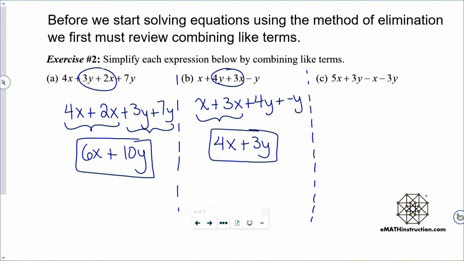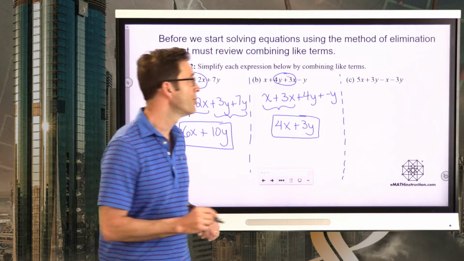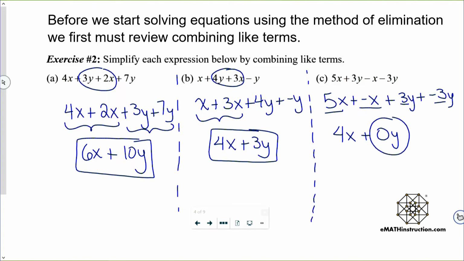Now, the most important one of all, though, strangely enough, is going to be letter C. It's important because if I rearrange these and maybe put it all in terms of addition, I get 5x plus negative x, which is 4x. And then I get positive 3y plus negative 3y, which would be, if you will, 0y. But of course, 0y is just 0, so I just get 4x.